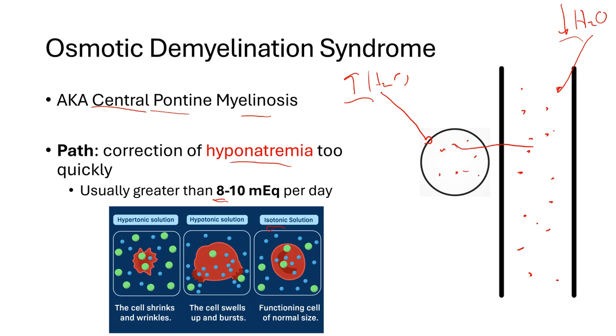All of this fluid is going to move out of my cells and into my blood vessels, and that causes shrinking. So in a hypertonic solution, when I correct it too quickly, we become hypertonic, the cells shrink and wrinkle, and then they can die. Specifically, this cellular dehydration and shrinkage can occur at oligodendrocytes, those myelin-producing cells in the pons, which are very, very sensitive and can become damaged, leading to demyelination.